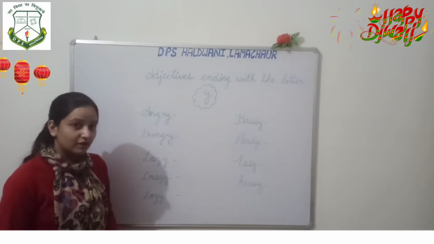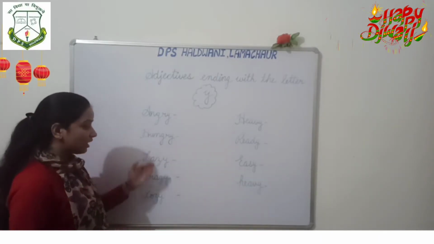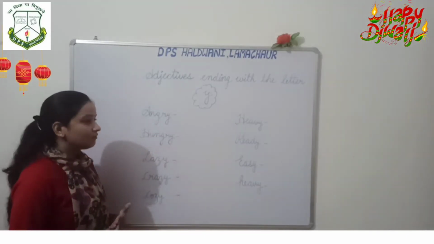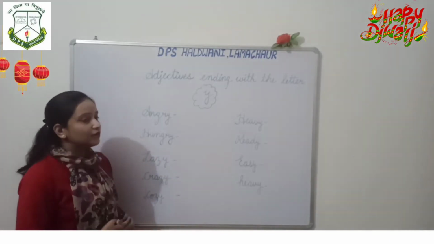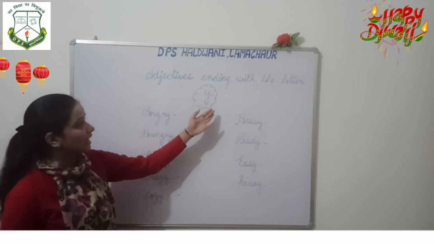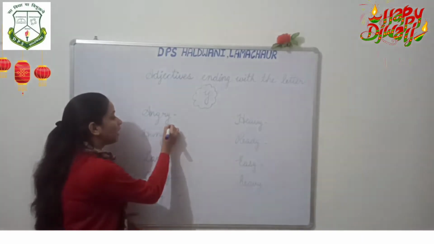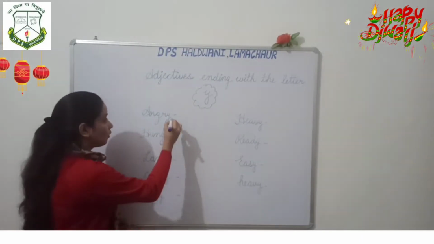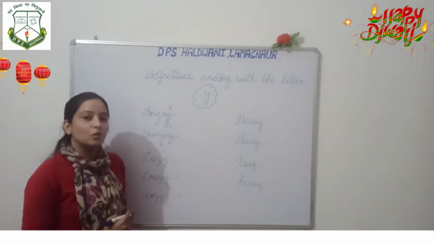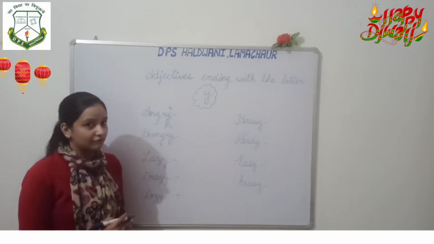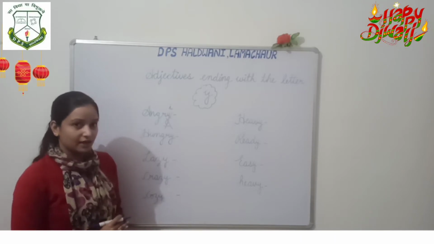So we have a rule for these kinds of adjectives. These are the adjectives, and we will form the adverbs. The rule is, for adjectives ending with the letter y, replace y with i. Repeat after me: replace y with i. Very nice.